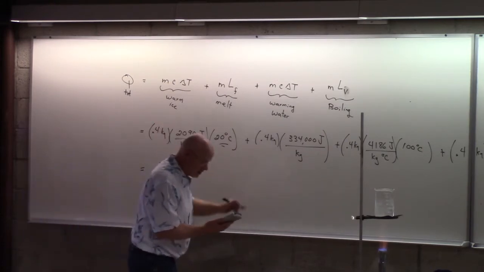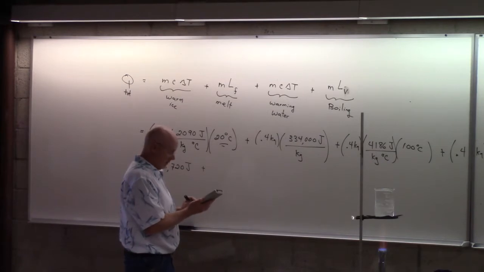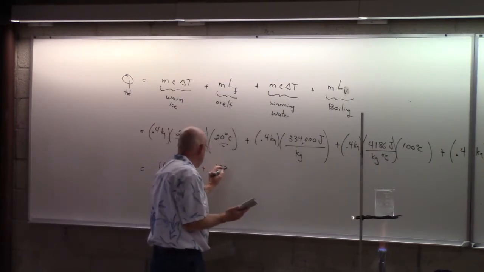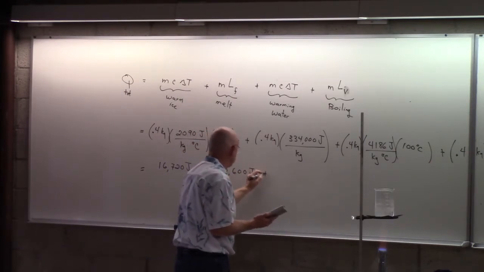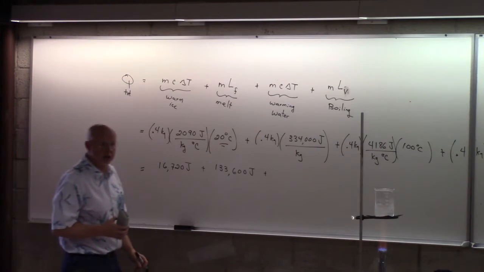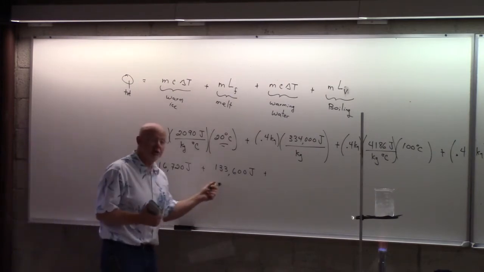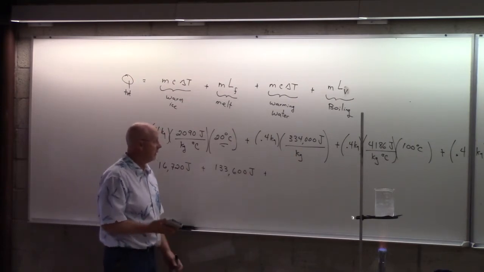All right, so then this one is 0.4 times 334,000. And so this is 133,600 joules. And so again, just want to emphasize, that's a lot of energy. That's just to melt it. You haven't even warmed it up yet.